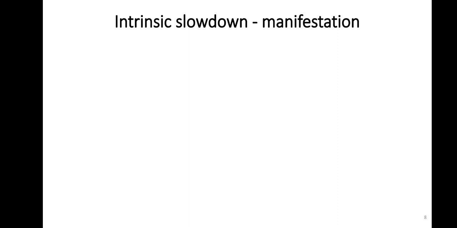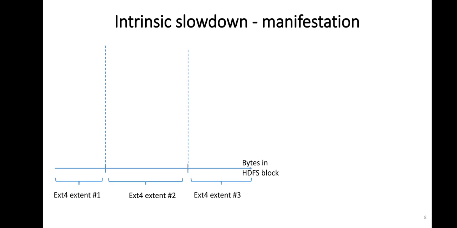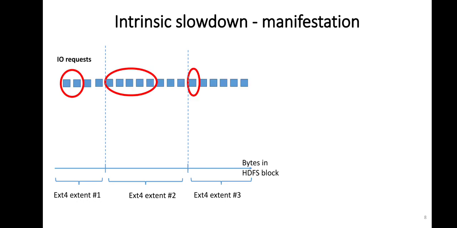Now let's start with intrinsic slowdown. What is it and how does it manifest itself? Well, assume that this horizontal line shows in order the bytes in an HDFS block as it's being read. The block is spread over 3 different file system extents. To read the data, the host will send a number of I/O requests to the SSDs. Now these blue rectangles are I/O requests, and I am showing here just a small subset of them for illustration purposes.